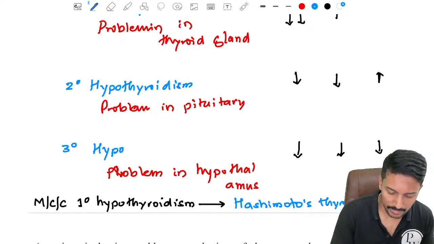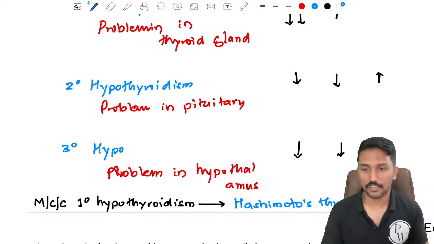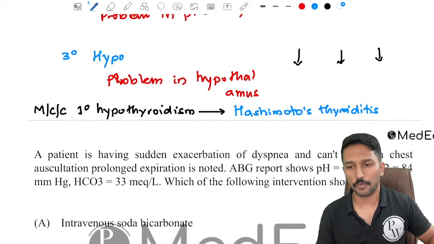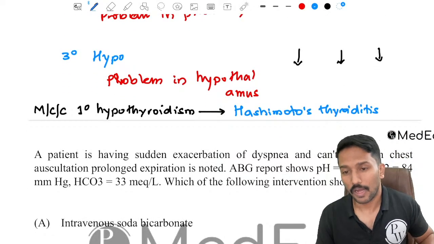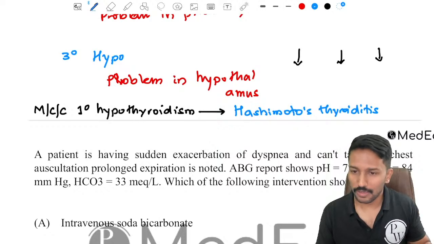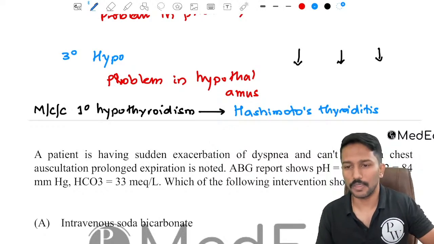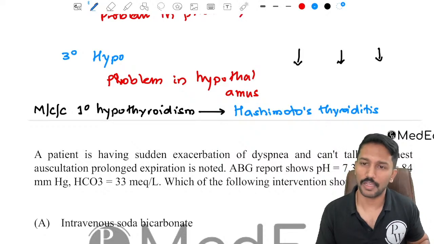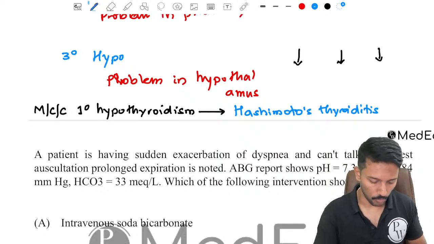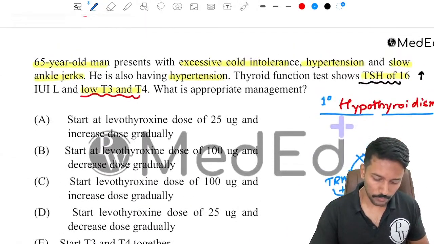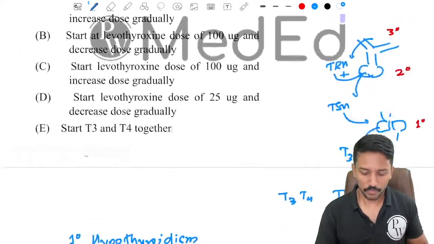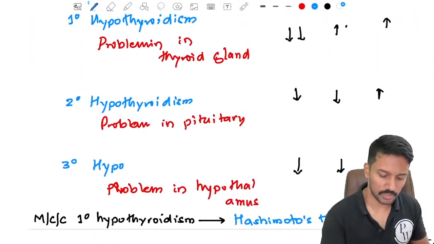So until and unless the question specifically asks you what is the most common cause for primary hypothyroidism in iodine deficient world or the hilly regions, only then mention iodine. In the common world, it is not iodine anymore. It is the Hashimoto's thyroiditis. Okay. So now this is a case of primary hypothyroidism. Now if you diagnose a case as primary hypothyroidism, how do you treat?